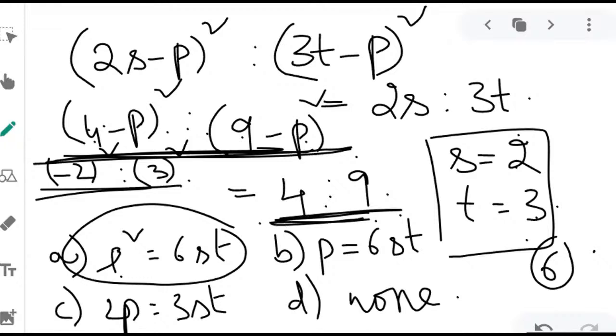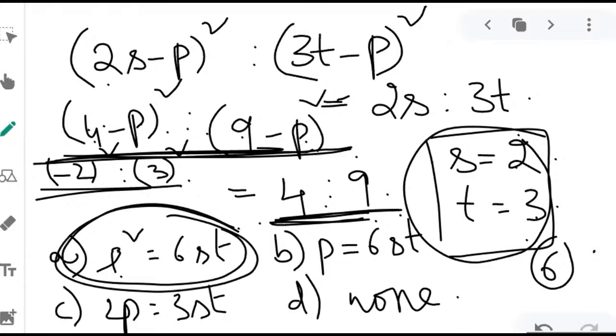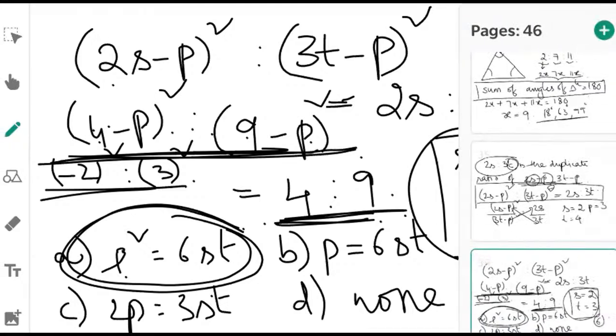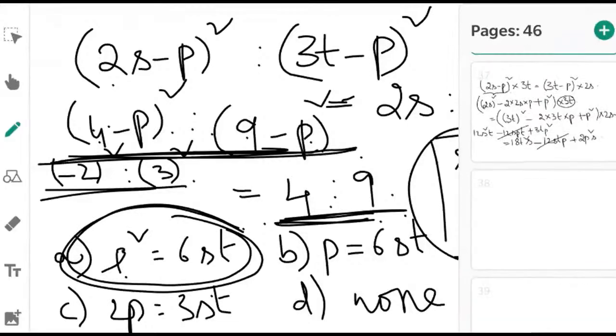So when you have problems like this, take some random numbers and try to solve it. Okay, don't do the whole problem. Instead, do substitution in both the question and the answer and see which one will match. Does it make sense, Mamata? Yes, ma'am. Okay. And then what is the next question?